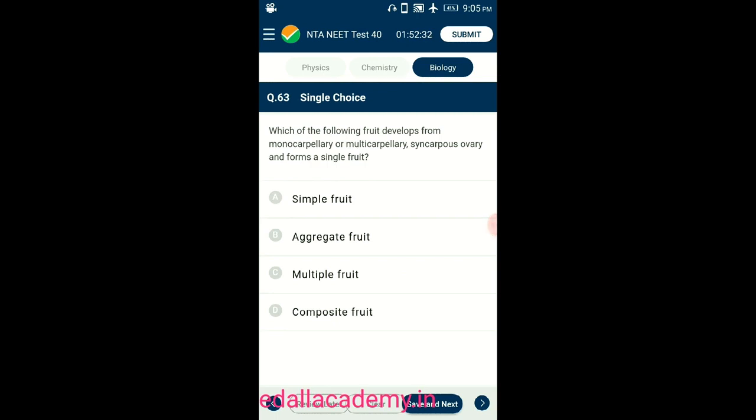Question number 63. Which of the following fruits develops from a monocarpellary or multicarpellary syncarpous ovary and forms a single fruit? When a single fruit develops from a single flower having one or many syncarpous ovaries, it is called a simple fruit. It can be dry or fleshy depending upon the nature of the fruit wall called the pericarp. So the answer for this question is option A, simple fruit.